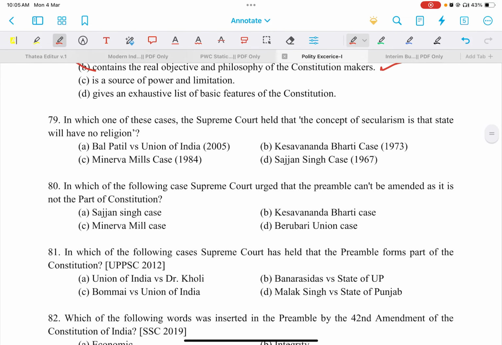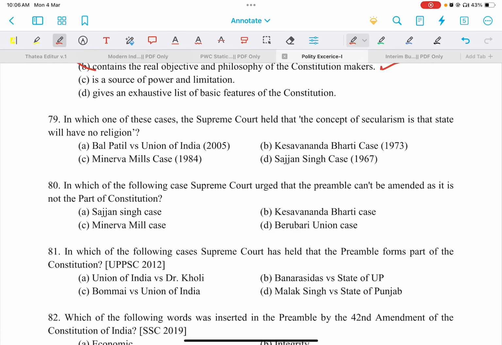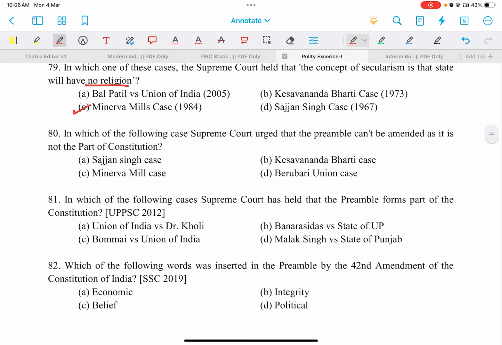B. In which one of the following cases did the Supreme Court hold that the concept of secularism is that the state will have no religion? Minerva Mills case, 1984. A state will have no religion. In which case did the Supreme Court urge that the preamble cannot be amended as it is not part of the Constitution? Berubari Union case.